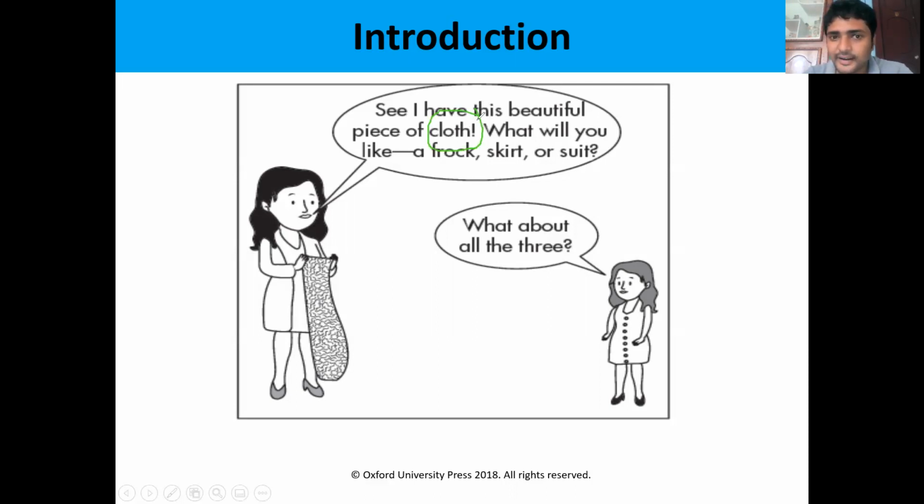If you define the interface cloth, we have 3 options, 3 abstract methods, like make frock, make skirt, make suit. So there is a possibility of choice to implement whichever method you like. What about all these 3? If you have all these 3 in one place, then it is very easy. If all these methods are encapsulated as one entity, it can be very simple. That entity is the interface.